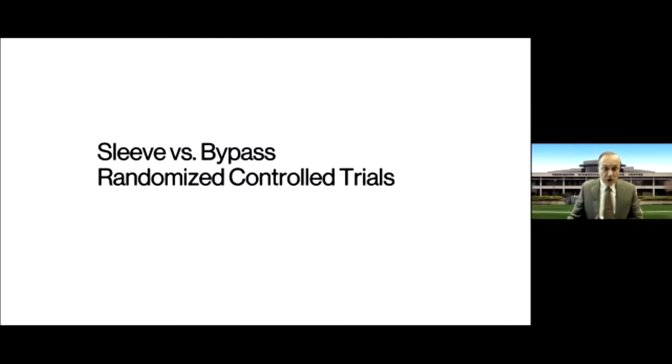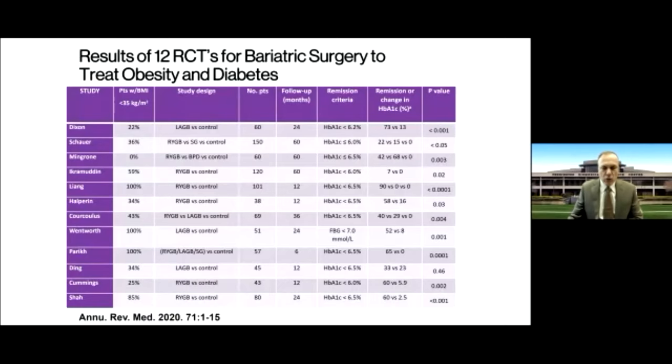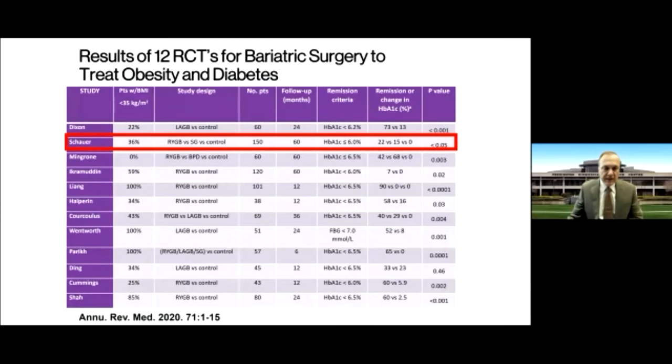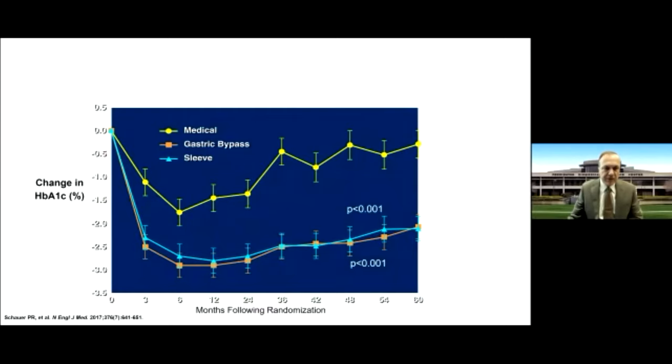prospective randomized controlled trials. And we now have over 12 randomized controlled trials comparing various types of metabolic surgery with medical treatment. These include gastric bypass, gastric banding, and sleeve gastrectomy. I want to focus on the STAMPEDE trial because it does compare the two most common operations, gastric bypass and sleeve gastrectomy. This graph shows you the change in A1C over the five-year period between the medical, gastric bypass, and sleeve gastrectomy groups. You can see that gastric bypass and sleeve gastrectomy are virtually the same.